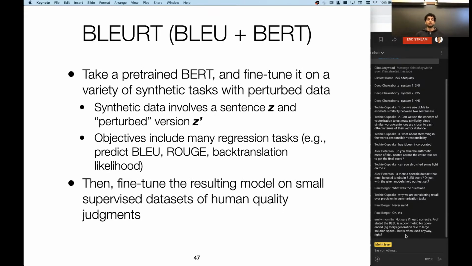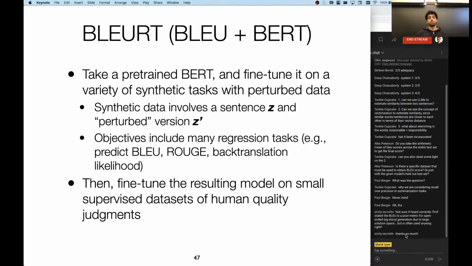All right, so now let's talk about the cleverly named BLEURT, which kind of takes BLEU and makes a version of it that incorporates BERT, an encoder-only transformer. So essentially how BLEURT works is we take the pre-trained BERT model, right? BERT is an encoder-only transformer that is trained with a masked language modeling objective. And we first fine-tune it on several synthetic tasks.